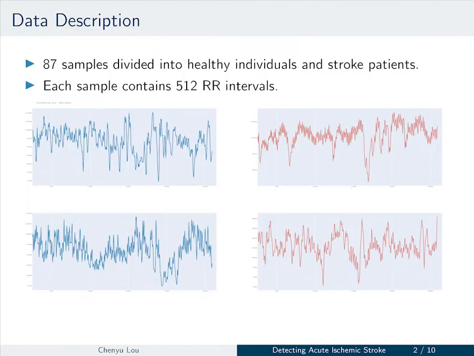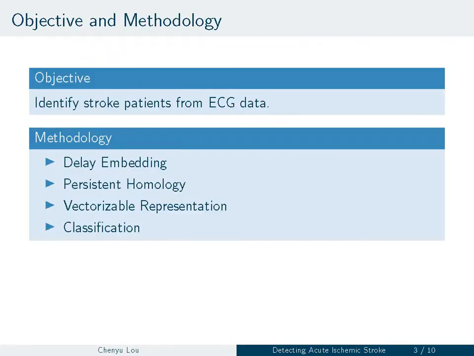The dataset that is used in this project contains 87 samples of sequences with 512 steps each. These sequences are RR intervals extracted from ECG data recorded for each patient. The samples are divided into two groups, namely a group of healthy individuals and a group of stroke patients. The main objective is to identify stroke patients from ECG data.